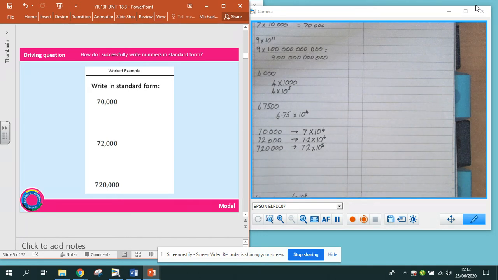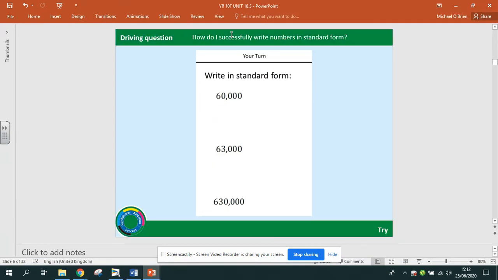Okay, if you need to carry on writing for a minute, pause the lesson, otherwise just carry on coming up with me now. Okay, so it's your turn. We've got some numbers for you to have a go at this time. So pause the lesson, have a go at these three, and when you're ready, come back to me for the answers.